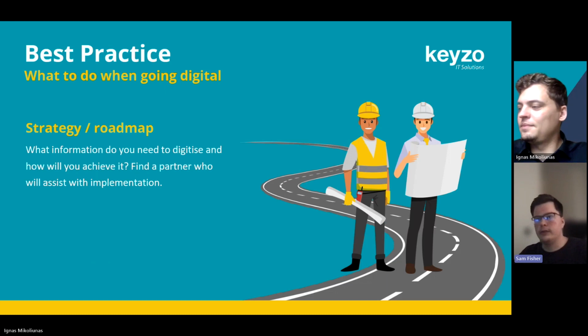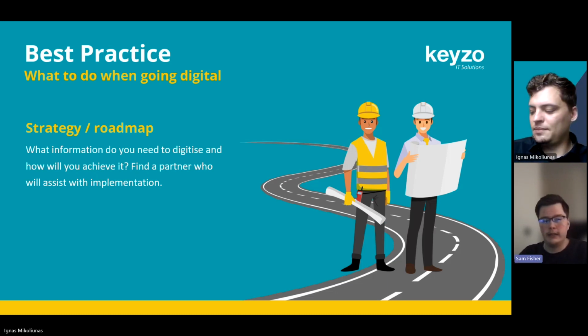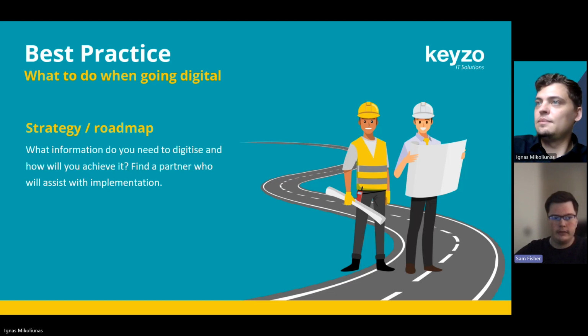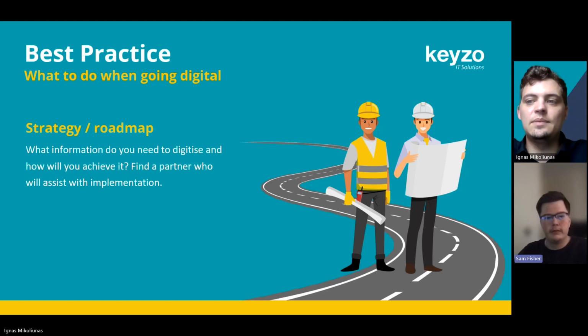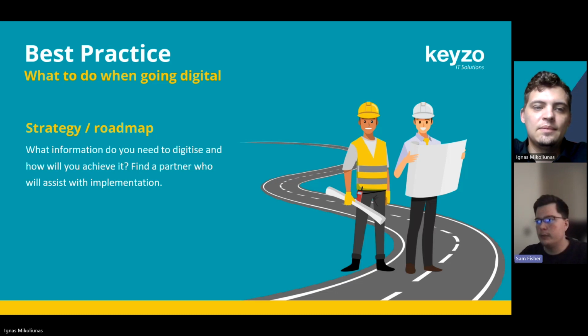Okay, so we're getting on to the actual best practice and the tips for implementation, if you like. This first one's going to sound very obvious, but it is quite a big one that we notice when we onboard customers and go through the integration process: a strategy and roadmap. Every single company has different processes, different people, different information, and different things that they want to achieve. So the big thing that you need to decide as a user of this system is, what information do you actually want to digitize, and how will you achieve it? And what do you want the end result to be? So it's making sure that you find a partner who will assist with implementation.